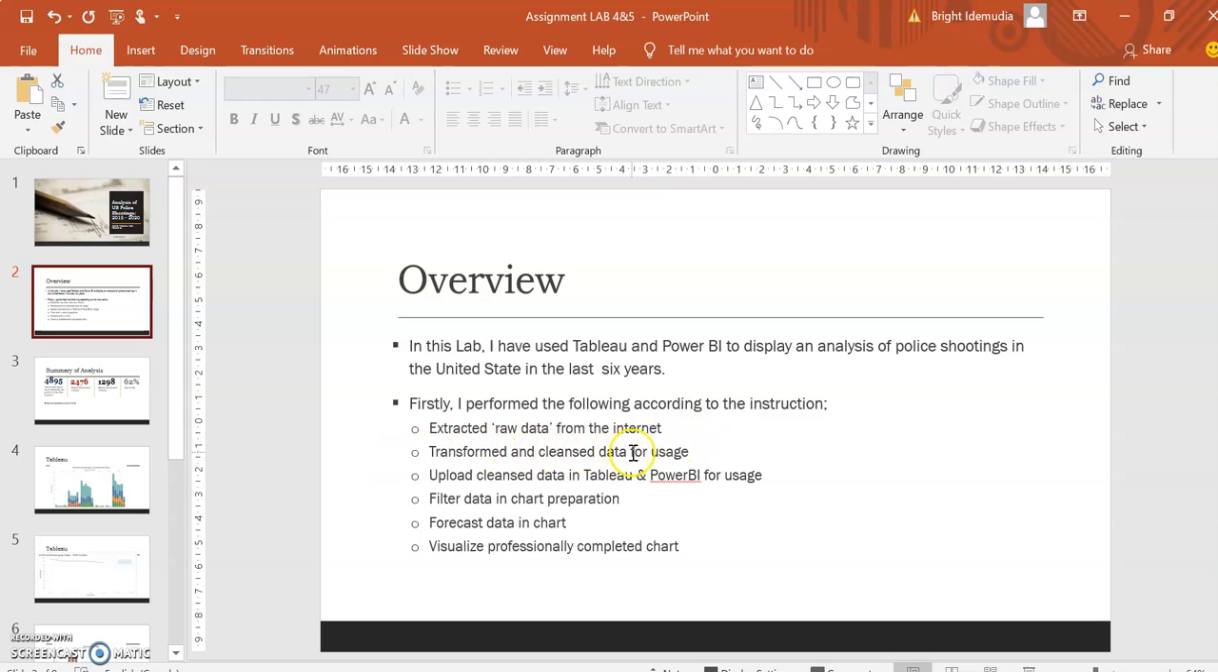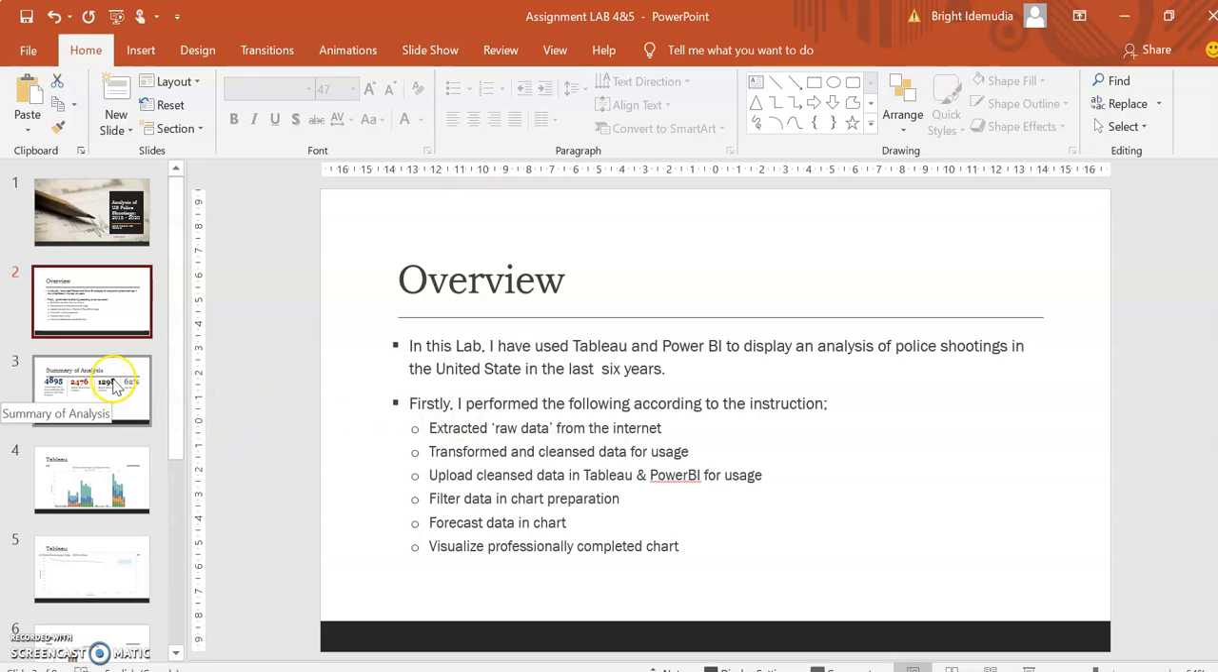I transformed and cleansed the data for usage. Although this data was pretty much clean, and I had little to do with the cleansing, I understood what it meant and when you should cleanse data. So I uploaded this into Tableau and Power BI for my usage. I filtered the data in the chart presentation, and in one of the charts I forecast the data, and also visualized professionally, I believe, the completed charts. So I'll just run through the summary in this video.